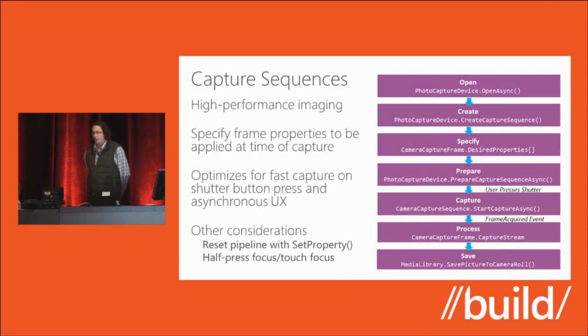The next thing I want to talk about is capture sequences. This is really how you're going to get a picture off of the device. It's about high performance, because we pre-specify what we're going to ask the camera to do before we actually ask it to do it. It also allows you to specify frame properties that you want applied just at the time of capture. For instance, let's say I want a 5,000 degree Kelvin white balance photo taken. Well, I can set that up inside of a capture sequence. I can tell the device, hey, I'm going to ask you to capture this, but I don't want you to do it quite right now.